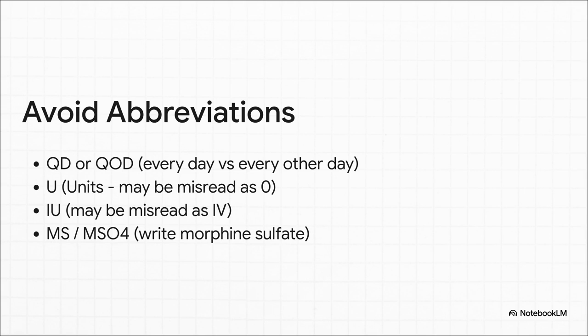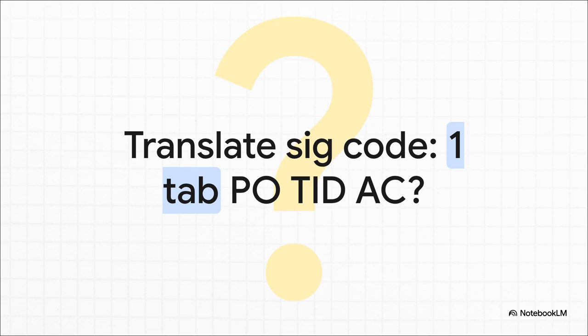They're flagged as highly dangerous because they are so easily misread, leading to severe dosing errors. U for units? That can easily be mistaken for a 0. Always spell these out in plain language on the patient's label to ensure total clarity. All right, let's put your new muscle memory to the test to wrap up our explainer today.